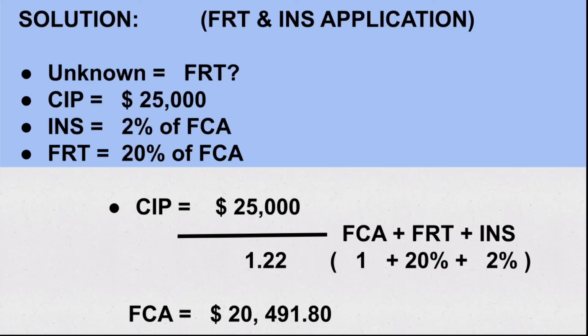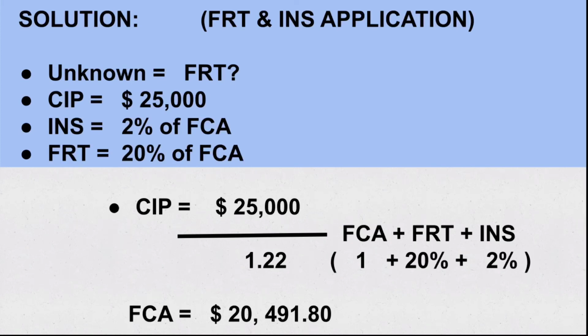According to freight and insurance application, what we are looking for is freight. So the given CIP is $25,000 and the insurance is 2% of the FCA. The freight is 20% of the FCA. So since it is CIP, we need to get the FCA. So, $25,000 of the CIP, we divide that by 1.22. So, where does that 1.22 come from? The FCA plus freight plus insurance. So, the FCA is automatically 1. The freight, given, is 20%. Insurance, given, is 2%.